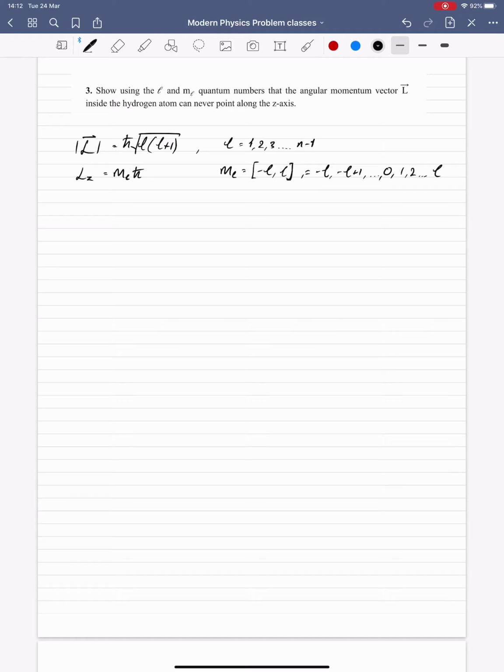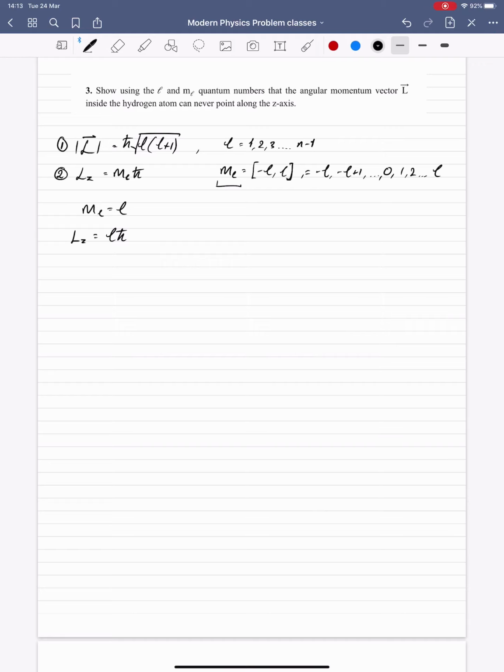Okay, so why can they not equal each other? Right, so there are a couple of ways of demonstrating this. First, let's just take the largest value that ml can take, which is l. So let's just say ml is equal to l. What that means is that our second equation here, Lz, is essentially now l h bar.